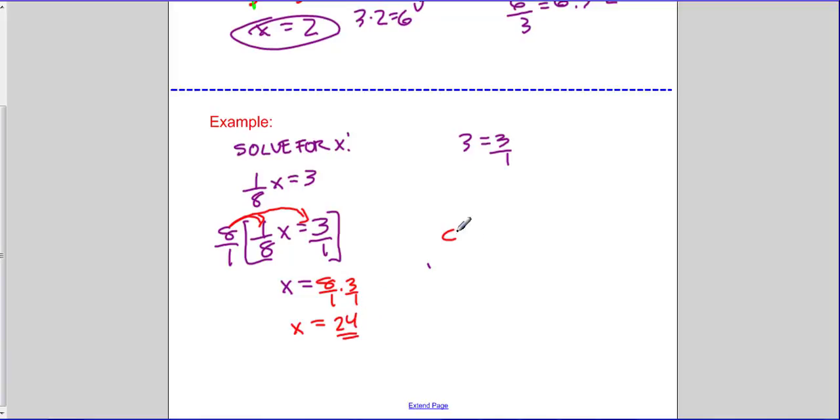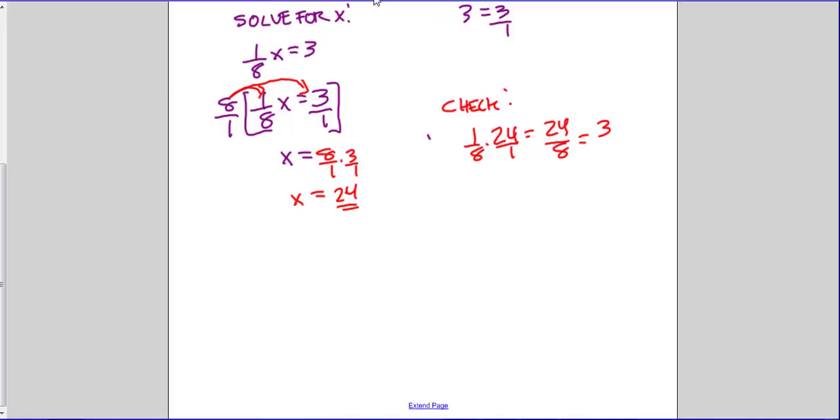To check my answer, I take 1/8 times 24. Well, that's the same as 1 times 24. That's the same as 24, the same as 24/1. So that's 24/8. But 24/8 is 24 divided by 8, which is 3, which is what I get. So the answer checks out.